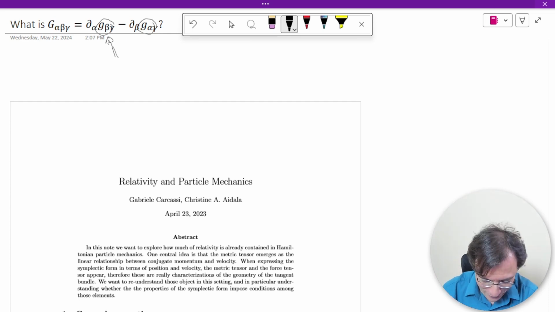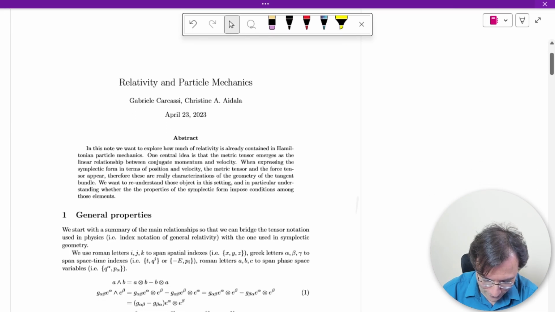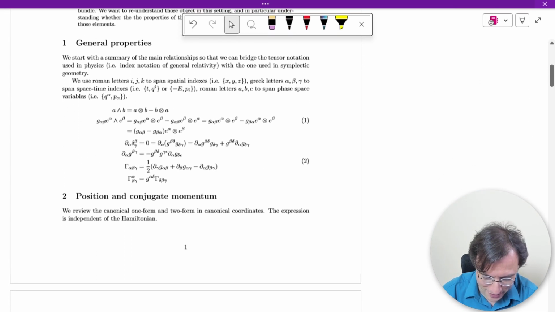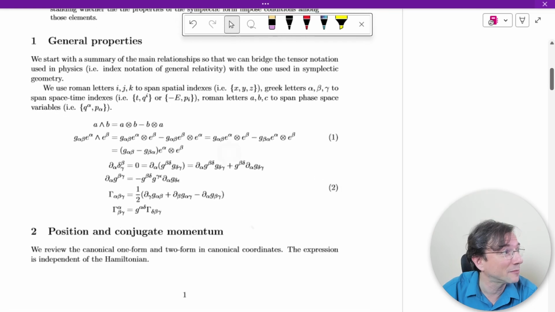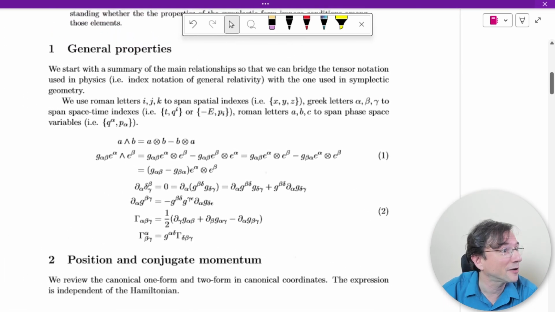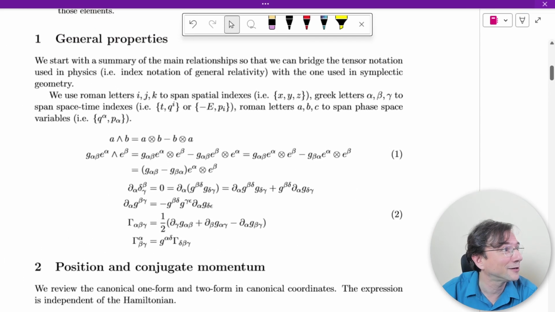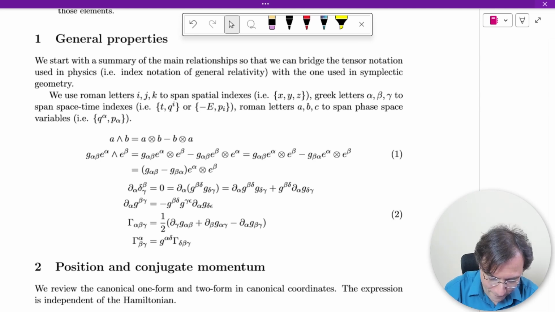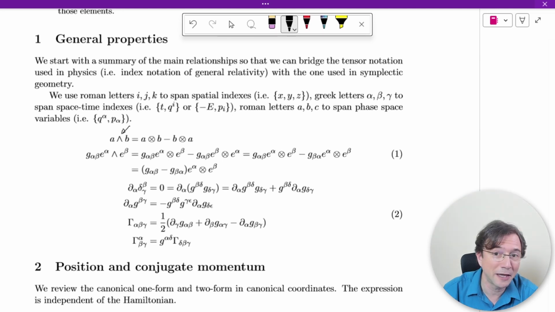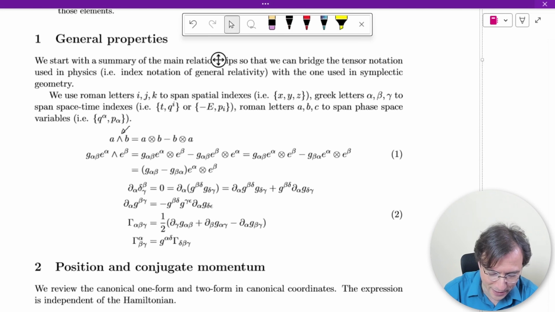So let me give you a little bit more detail of what it is that I'm trying to do, and maybe we can make this a little bit bigger without putting it underneath my face. There you go. Just to give you some notation, this is the exterior product, the wedge product, and it's basically the tensor product anti-symmetrized.